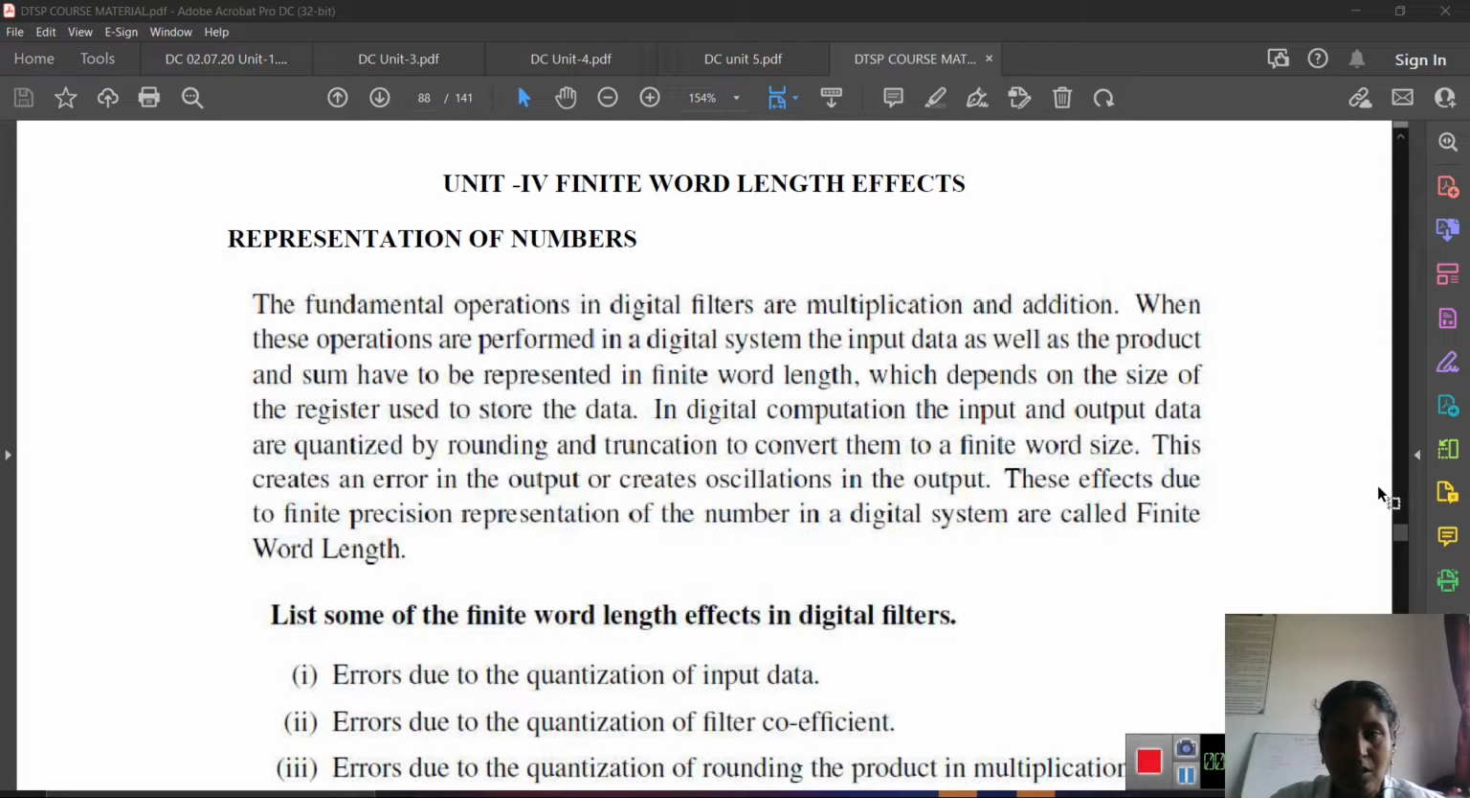Good afternoon students, this is EC8553 Unit 4: Finite Word Length Effect. Here, representation of numbers. The fundamental operations in digital filters are multiplication and addition.